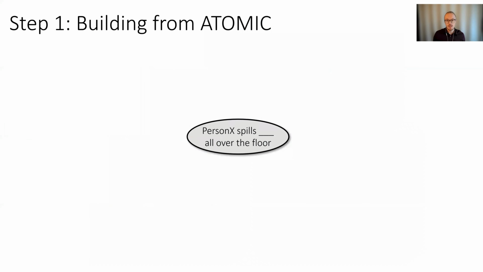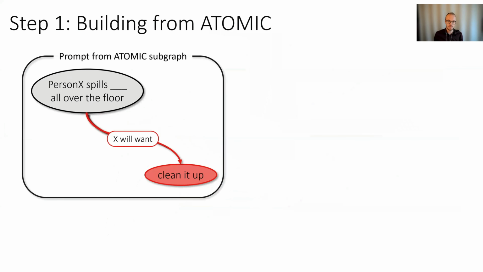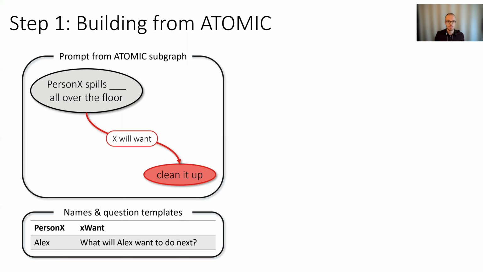And so as a starting point for SocialIQA, we're going to take one of these events from ATOMIC, and we're going to grab their subgraph with all of the dimensions. And then we're going to select a specific knowledge triple. For example, person X spills blank all over the floor. What will X want to do next? Clean it up. And then we're going to randomly assign a gender neutral name to the different people in the event, here Alex. And then we're going to suggest a question template like, what will Alex want to do next?